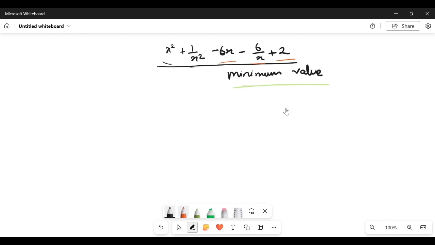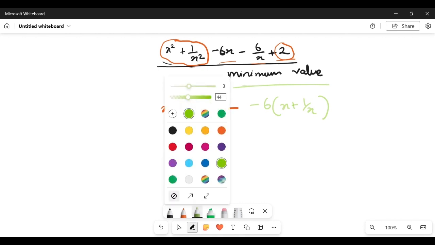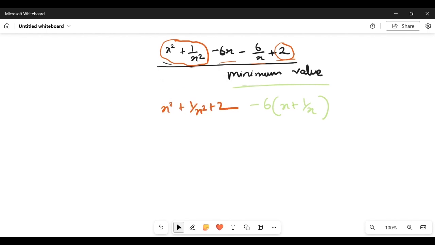So when you see this part, and when you see this along with this part, let's view it together. And the other part, let's view it like this. Let me choose another deeper color. Let's say this one. So if you see this, then this is basically x plus 1 by x the whole square, right? And this one is minus 6 times x plus 1 by x.